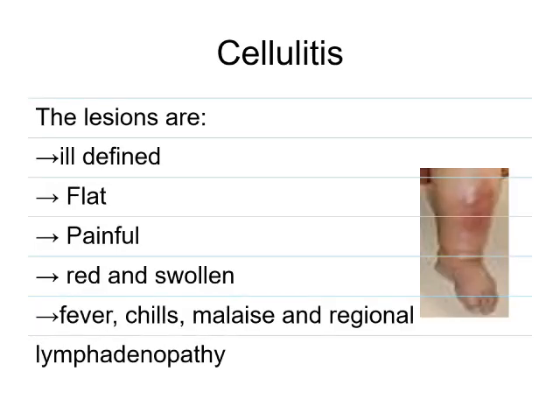The third skin infection caused by streptococci that we will be talking about is cellulitis. Cellulitis is an acute spreading infection of the skin that extends deeper than erysipelas and involves subcutaneous tissues. How does the lesion of cellulitis look? The cellulitis lesions are ill-defined. They're flat and painful. They are also red and swollen.